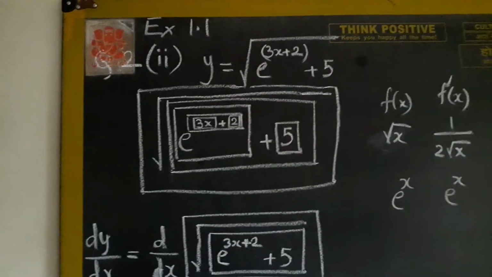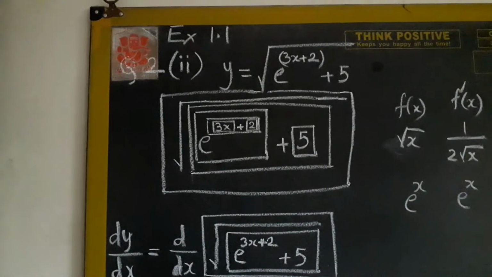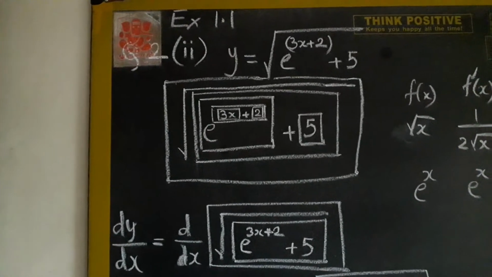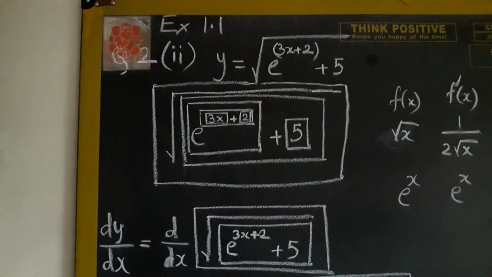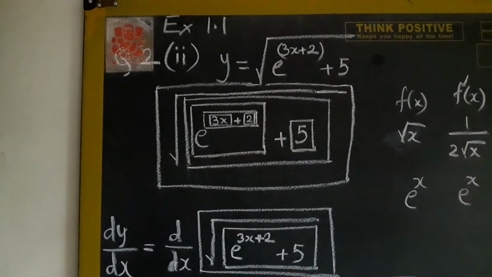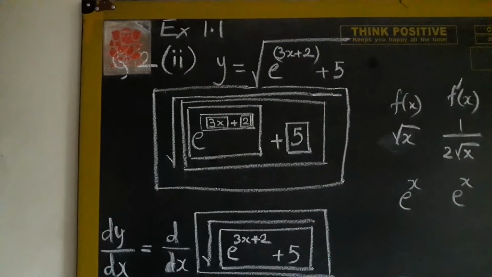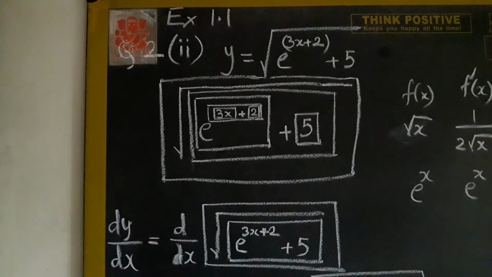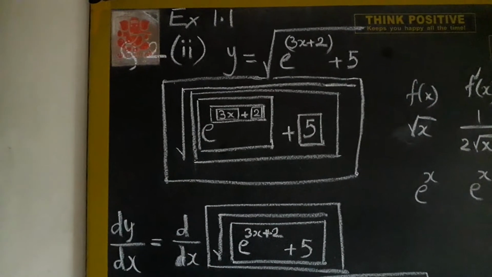Hello friends, today we will learn from your textbook exercise 1.1, question number 2, second example. Differentiate the square root of e raised to 3x plus 2, plus 5, with respect to x. So we have considered the function which we want to differentiate as y. So we have written y is equal to the expression which we want to differentiate.